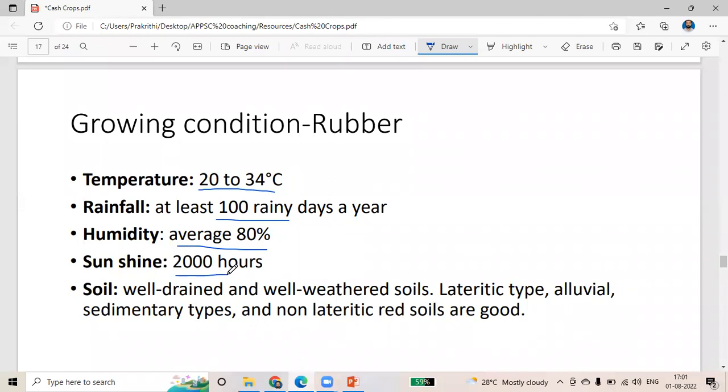All these show it is mainly dominant in the tropical region. The soil required is well drained and well weathered soil, that is mainly laterite soil. So in laterite soil, rubber will grow properly. Other than that, we have alluvial soil, which is fertile soil, so anything can be grown there. Other than laterite, we have red soil as well, with almost the same characteristics as lateritic soil, so it also grows in red soil.